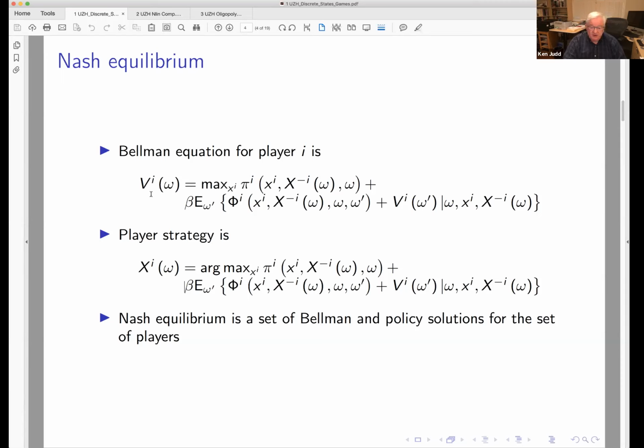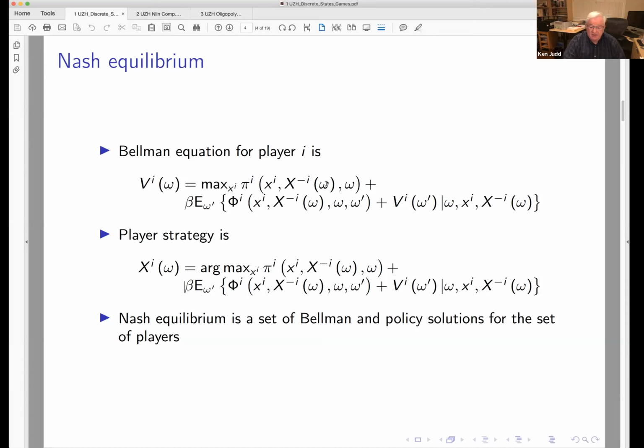By the way, this is an infinite horizon stationary problem. So each player i has a value function, which is a function of the current state, the contemporaneous state. And that player maximizes his choice of actions. So his payoff depends on his action, which is adjustable, and the vector of actions taken by the other players. Now, this is not adjustable to player i.